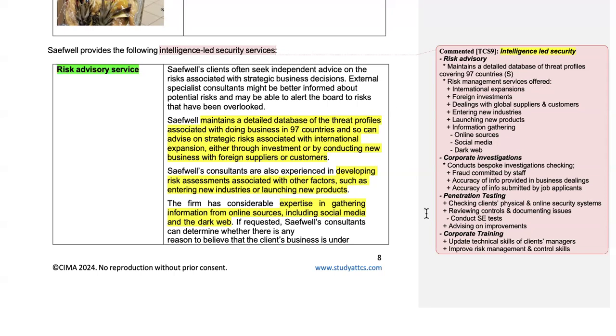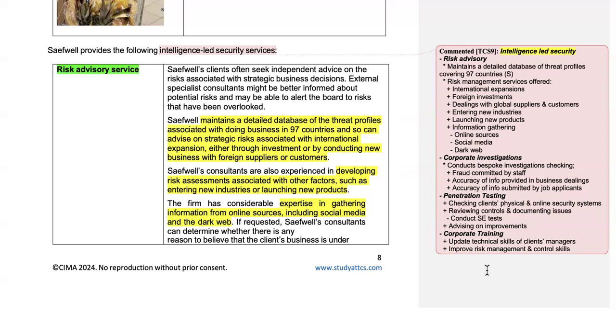And we also conduct penetration tests on behalf of our clients, thereby checking clients' physical and online security systems to ensure that they are secure, to identify whether there are any security vulnerabilities. If there are security vulnerabilities, we will provide recommendations pertaining to mitigatory reaction. And we are involved with reviewing controls and documentation issues within our client's business, thereby conducting social engineering deceptions or phishing tests to see whether the employees are falling in line with the internal controls within a certain company. And we are also providing advisory services with the intention of improving the security apparatus within a certain company.